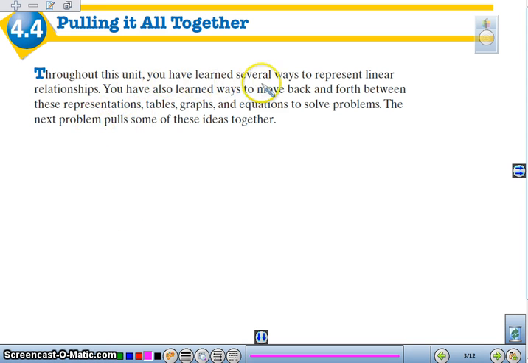So throughout this unit, we've learned several ways to represent linear relationships. Remember, linear is when it makes a straight line. The other thing about linear is when our variables are to the first power. So make sure you add this to your notes. Variables to the first power.